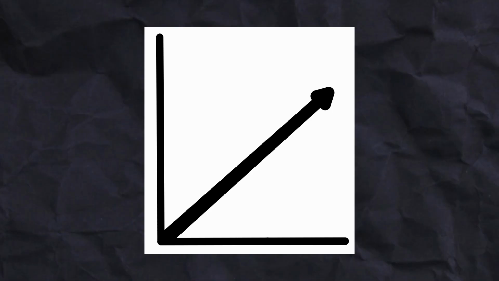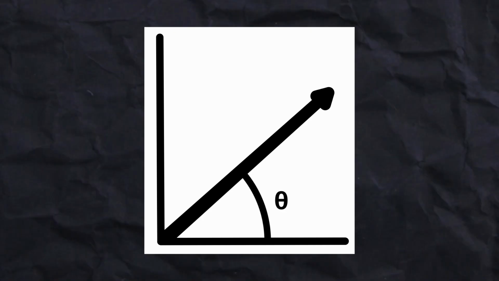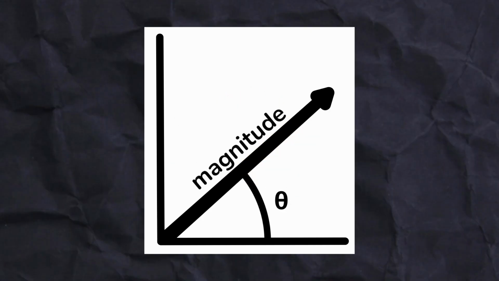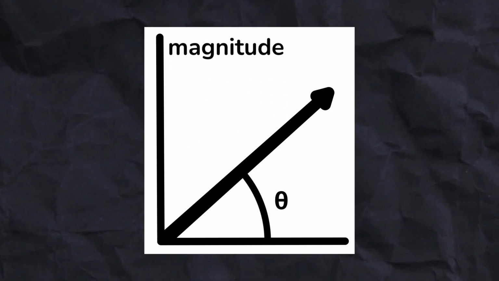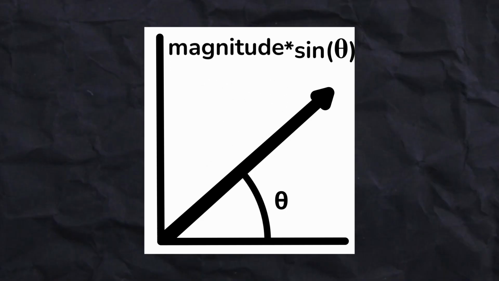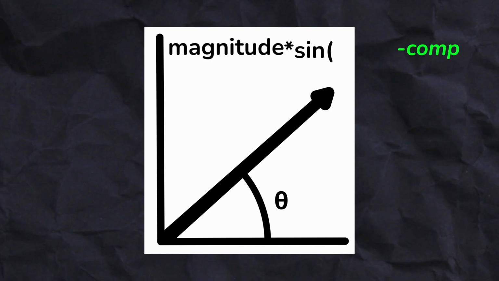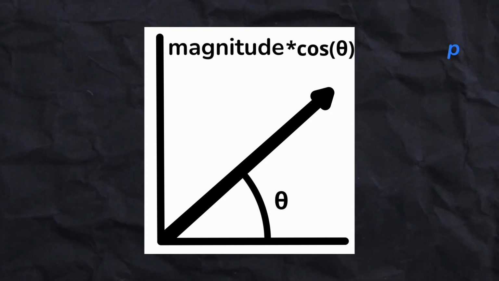To do this, first find the angle in degrees at which it is off an axis, usually being the x, then take the magnitude of the vector itself and multiply it by the sine of that angle if you're finding the y component, or by the cosine of the angle for the x component.